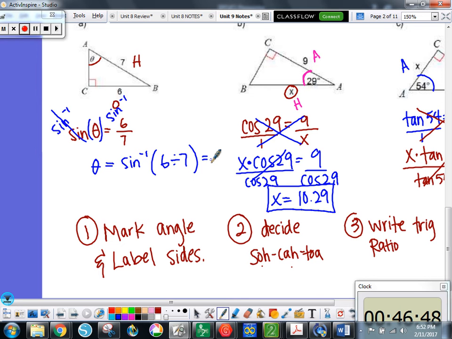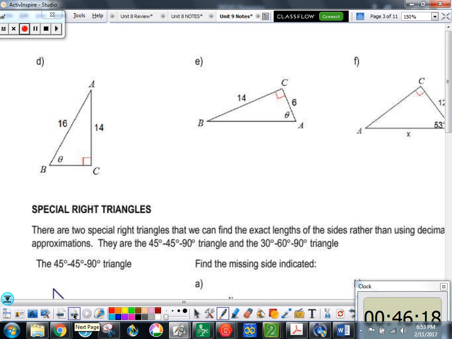And let's see what we get. 58.997. So I'm good to say this is 59 degrees. Please make sure it has the degree mark on there. Because it is an angle, it should have it. Alright, next page. Let's do it again.